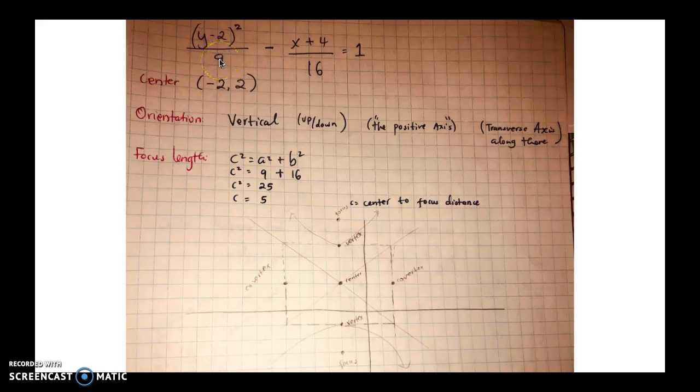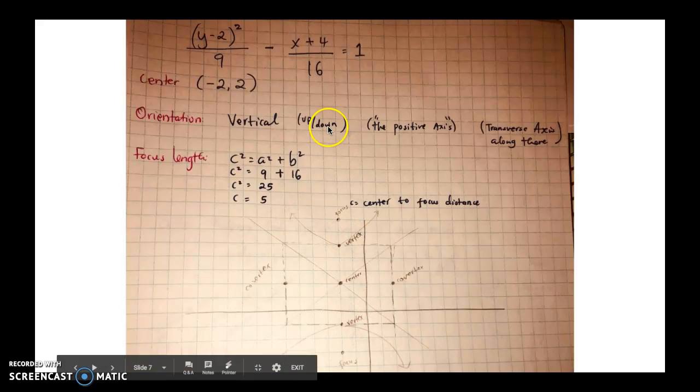We never change the location of a or b in the hyperbola. So a is always right here, a squared is always right there, b squared is over here. So if a squared equals 9, a has to be 3, and a is the distance from the center to the vertex. So I go 1, 2, 3. I've got one vertex. The other way, 1, 2, 3. I've got my next vertex.